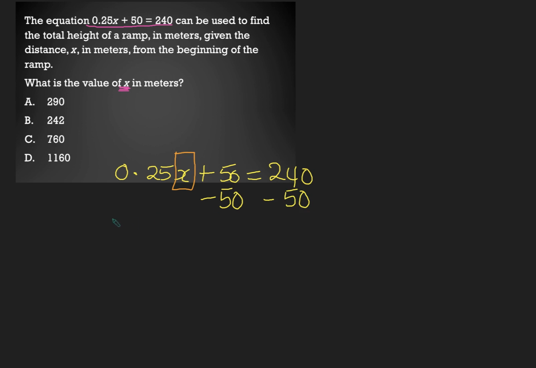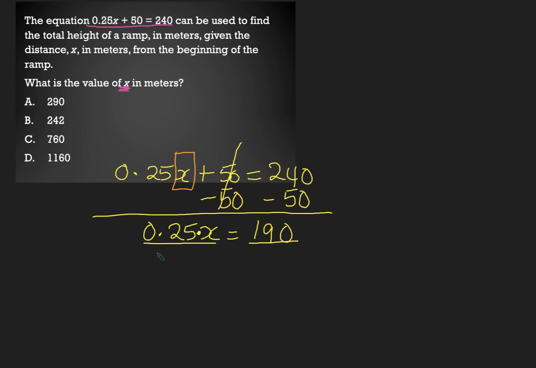As I did this in my class, I explained to my students that this question can be on the non-calculator section because it's not that difficult. I'm going to bring down the 0.25x equals, and when I subtract 50 from 240, I get 190. Solving for x, the x and the 0.25 are connected by multiplication. The opposite would be division, and I will divide both sides by 0.25.